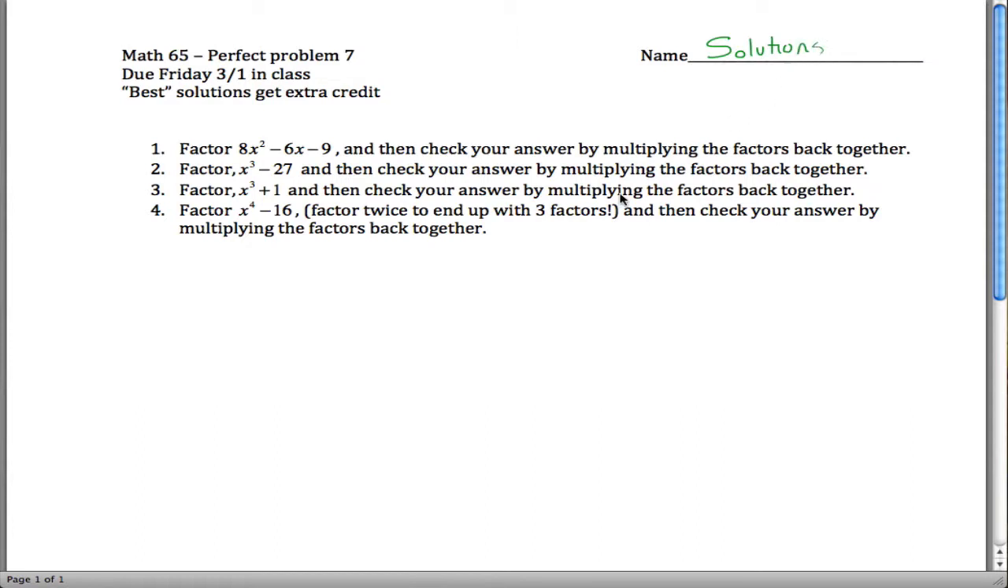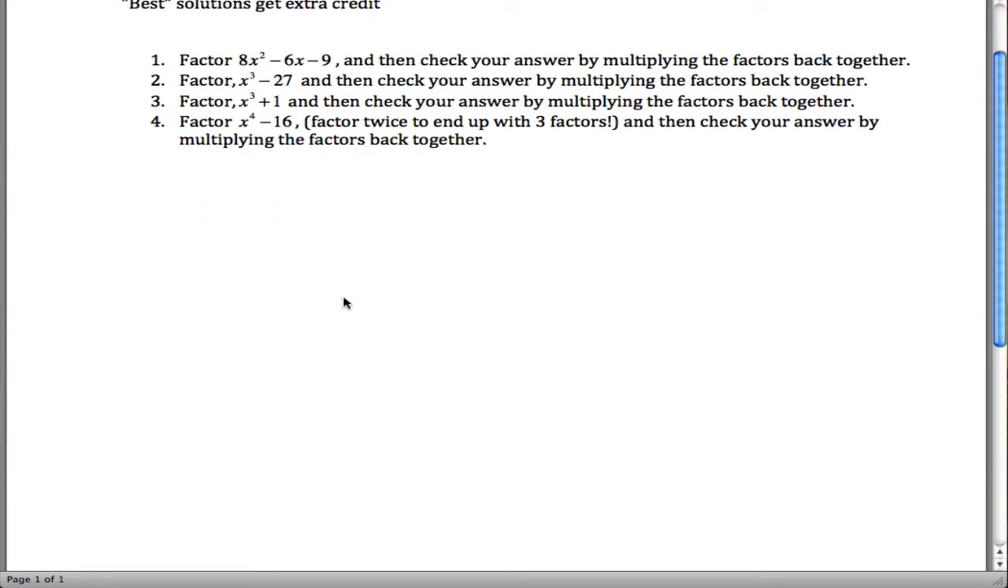Here are solutions to perfect problem 7 for Math 65. Given a bunch of stuff to factor. All right, first one, 8x squared minus 6x minus 9.